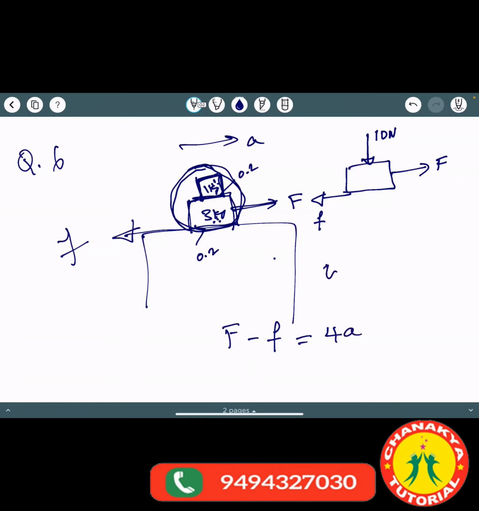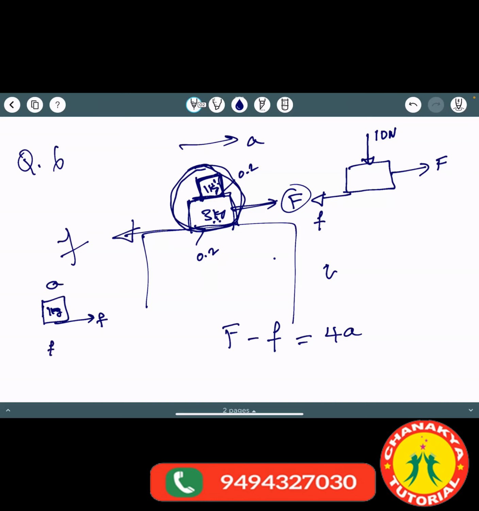Now tell me, if I see the 1 kg block free body diagram, which force is responsible for this 1 kg to move? Why is that 1 kg moving? First you tell me, there is no force acting on it, right? You are applying F on the 3 kg. Why is it moving? Because friction is supporting it to move. So we know that the acceleration is A and the net force on this block is only friction. There is no other force acting on this 1 kg.